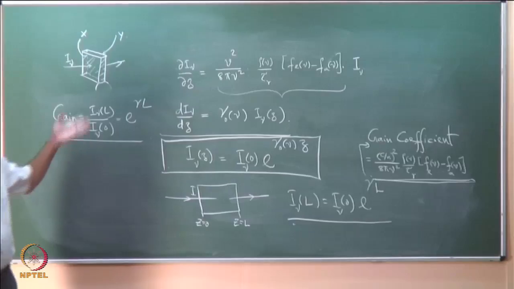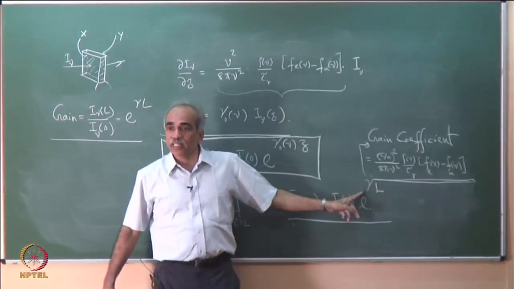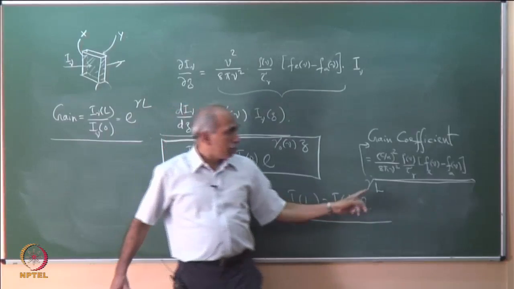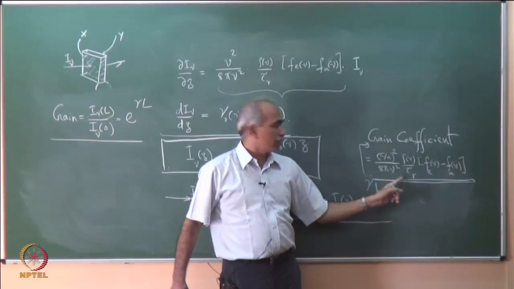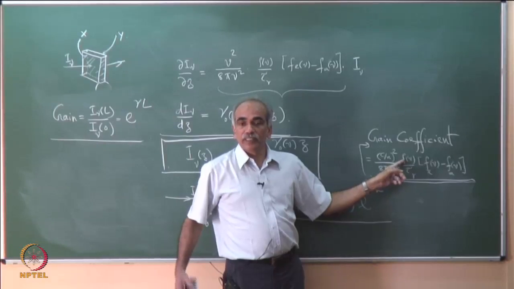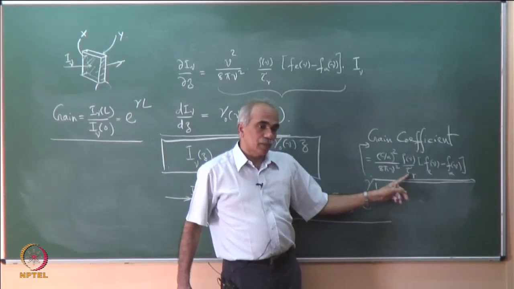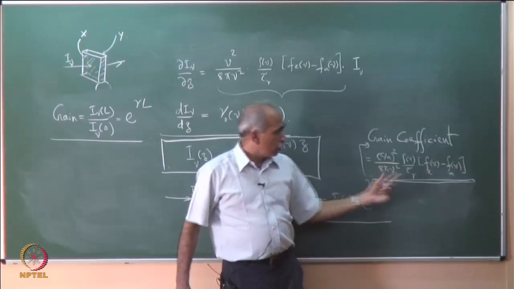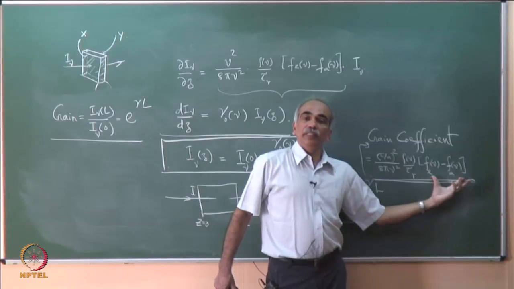I have already called it gain, but when will it be gain? It will be gain if gamma is positive, and gamma is positive when everything here is a positive constant. This is a density of states, so it is a positive number. This is a time, a positive number. Everything is positive. Only this can be positive or negative. And when will this be positive?